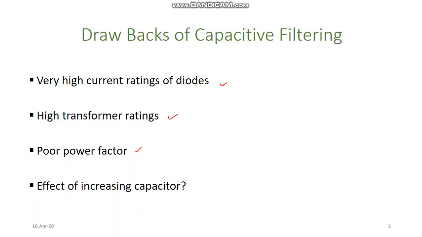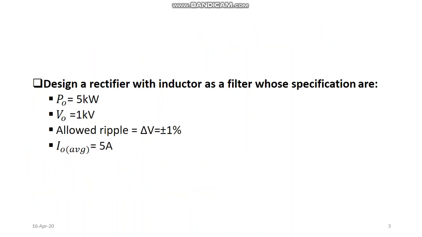Or this poor power factor is due to the rectifiers. And we also discussed that if we want to decrease the ripple in our output voltage or current, there is only one way if we are using a capacitor at the output: I can increase the value of capacitance. But by increasing the capacitor value, the drawback was that the current rating of the diodes was increased even more. Therefore there was a need to consider another type of filtering, and we are now discussing inductive filtering.